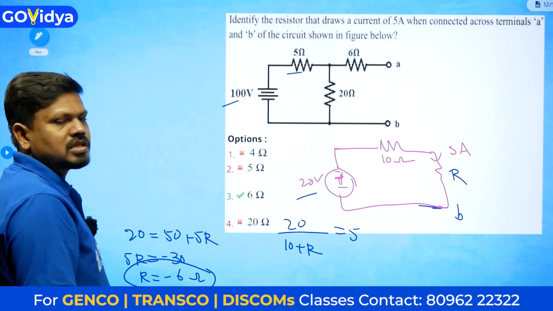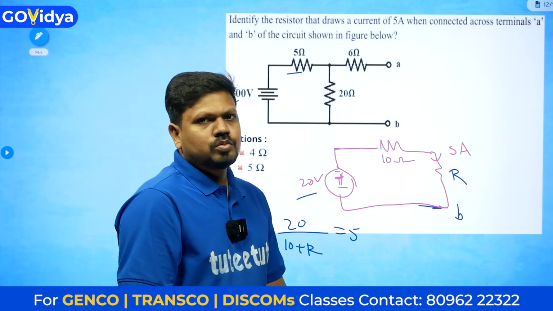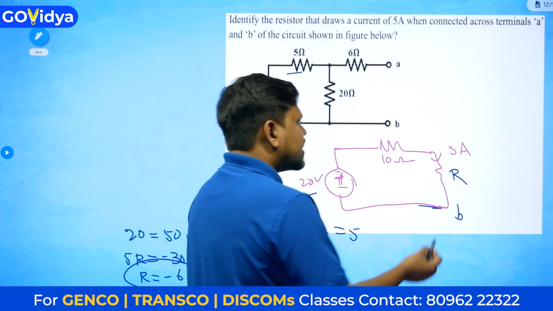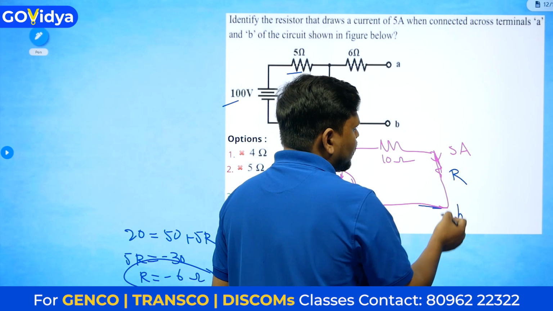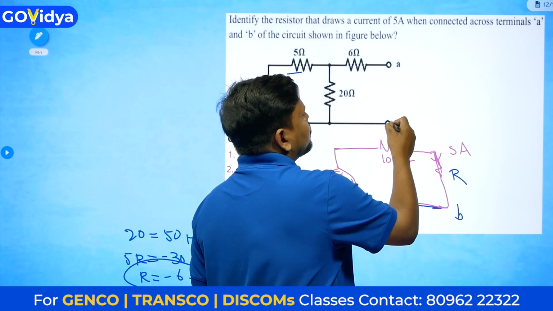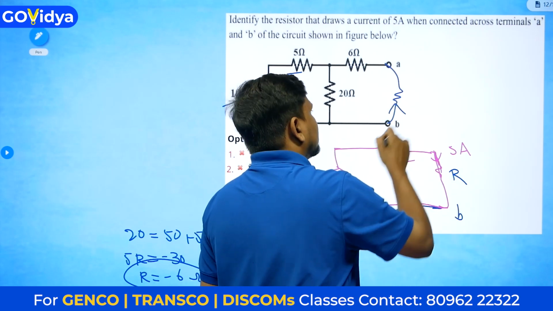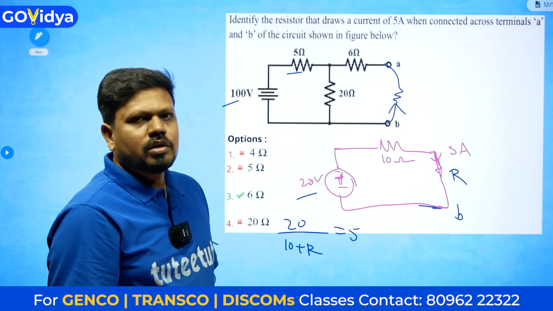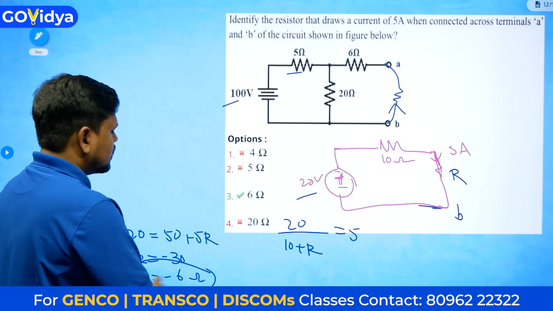So what is this minus resistance? Generally it is not possible. What we have considered is that the current is going in this direction, but maybe what they have mentioned is that the current is going from this side to this side. Then it will be equal, and you will be getting 6 ohms.